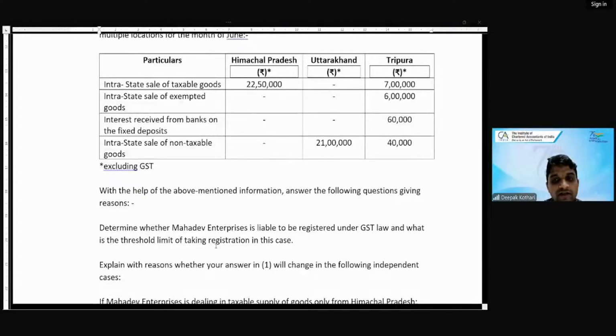Is liable to register and the threshold limit is 10 lakh rupees. Pooja is saying it will be liable for registration because the threshold limit for Mahadev is 10 lakhs as he has supplied goods in Tripura, which is a special category state. Good observation. Santosh is saying one state is a special category, that is Tripura. Ishan is saying has to register as aggregate turnover exceeds the 10 lakhs in Tripura.